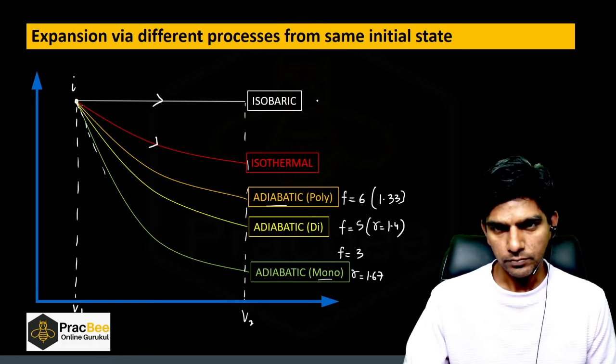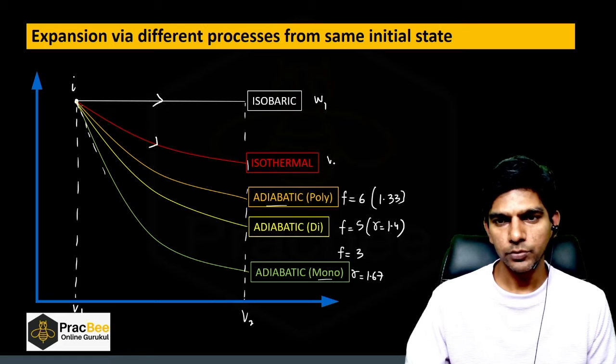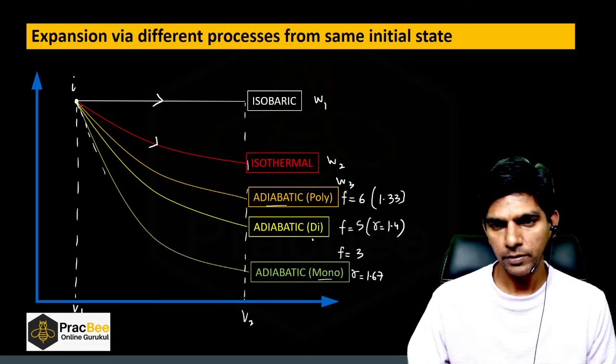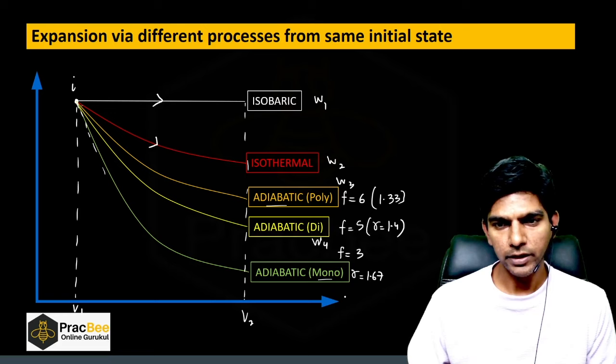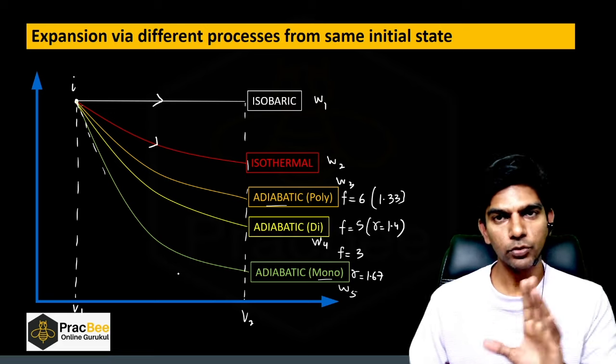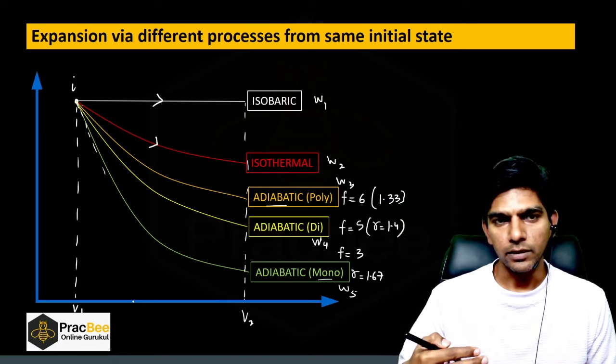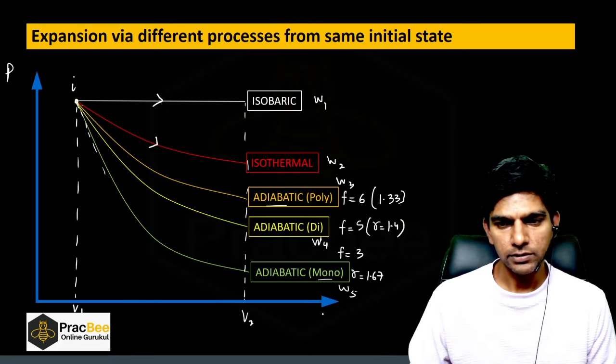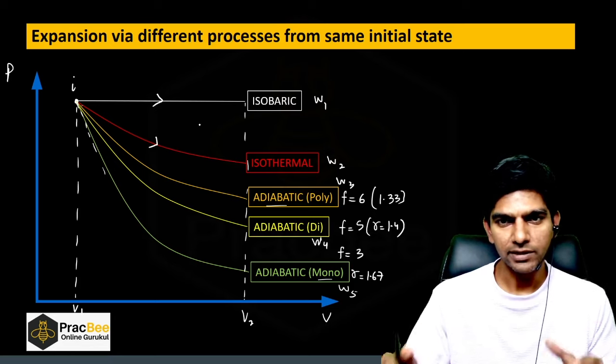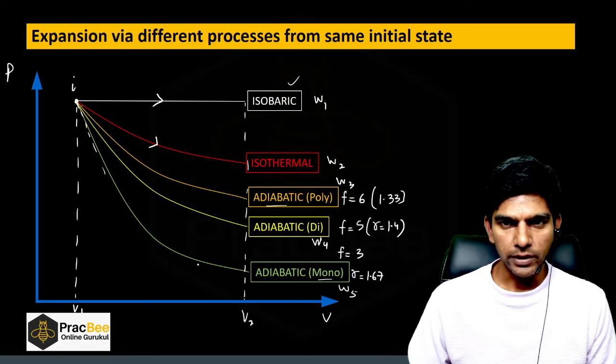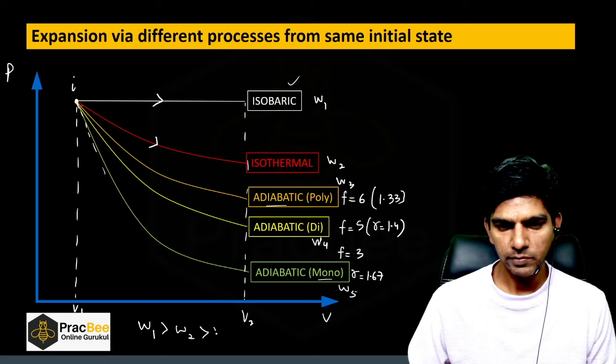Suppose W1 is the work done in the isobaric process, W2 is the work done in the isothermal process, W3 in the adiabatic polyatomic gas, W4 is the work done in the adiabatic diatomic gas, and W5 is the work done in the adiabatic monatomic gas. On the y-axis we have pressure, on the x-axis we have volume. The area under the pressure-volume graph is greatest in the isobaric process, and it decreases as we go down. So W1 will be greater than W2, and W2 will be greater than W3. This is the decreasing order of work done by a gas.